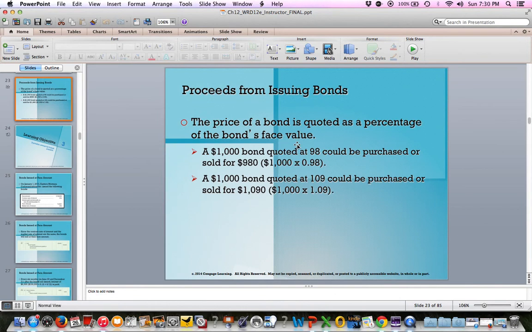Also know that the price of a bond is quoted as a percent of its face value, typically as a decimal. So when you say 0.98, that's a discount. 0.98 times 1,000 means that the bond is sold for $980. And in the one right below that, when it's sold at 1.09, that $1,000 bond is sold for $1,090.